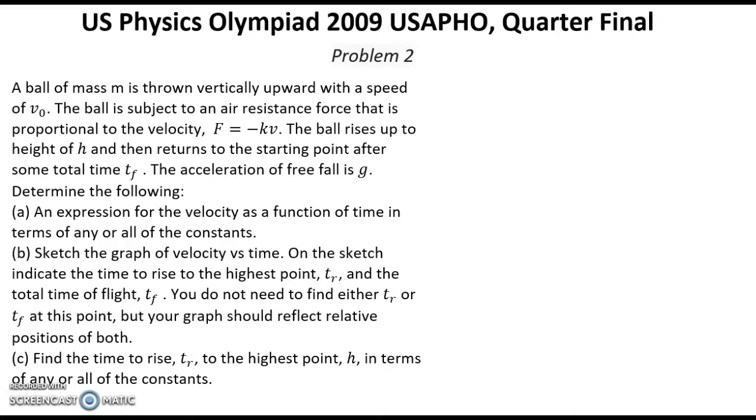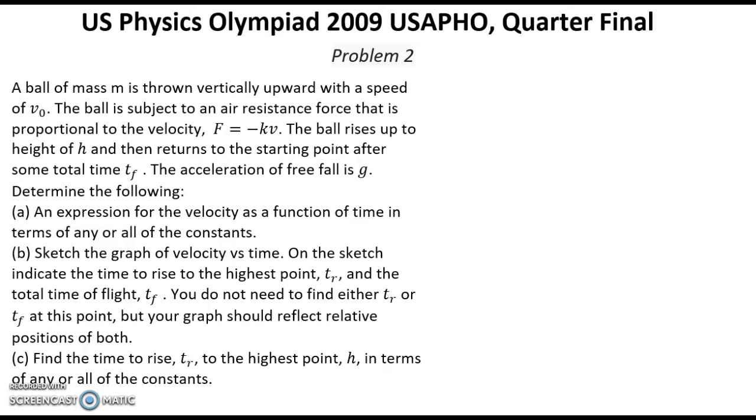The ball is subject to an air resistance force that is proportional to the velocity, F equals negative kv. The ball rises up to a height of h and then returns to the starting point after some total time tf. The acceleration of free fall is g.